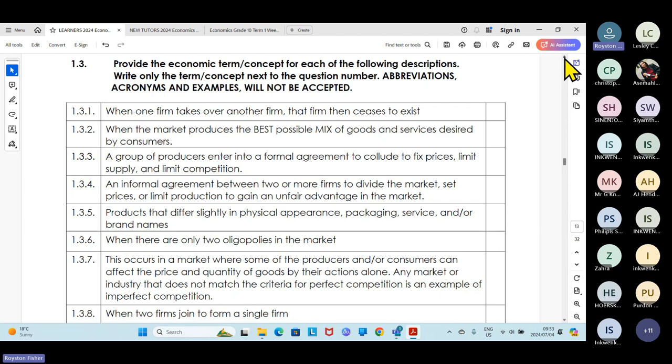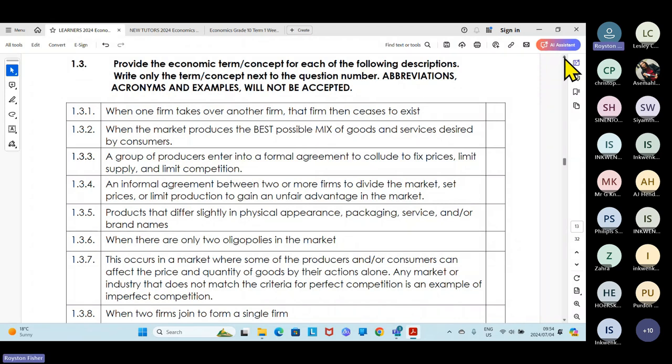Thank you. A group of producers, that's 1.3.3, enter into a formal agreement to collude to fix prices, limit supply, and limit competition. So what is your answer for 1.3.3? Altus Revise says it's a cartel. Well done. And that's the only answer.